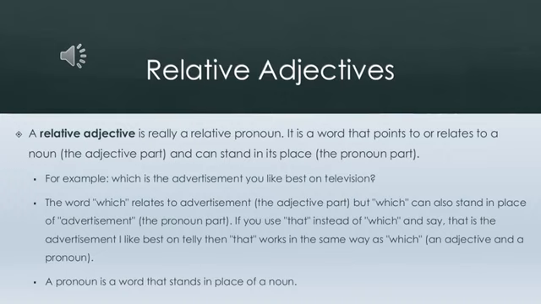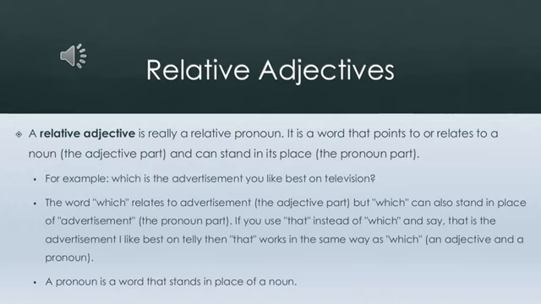Relative adjectives. A relative adjective is really just a relative pronoun. It is a word that points to or relates to a noun, the adjective part, and can stand in its place, the pronoun part. For example, which is the advertisement you like best on television? The word which relates to advertisement, the adjective part, but which can also stand in place of advertisement, the pronoun part. If you use that instead of which and say, that is the advertisement I like best on the telly, then that works in the same way as which, an adjective and a pronoun. A pronoun is a word that stands in place of a noun.